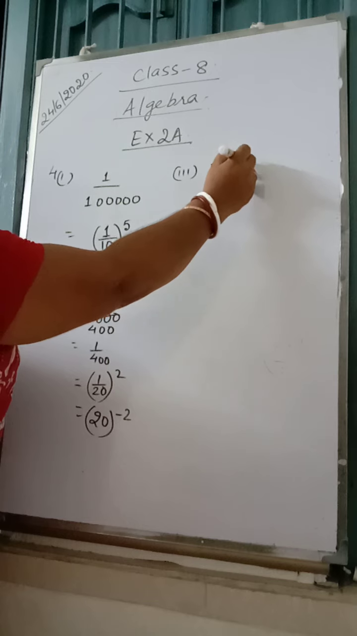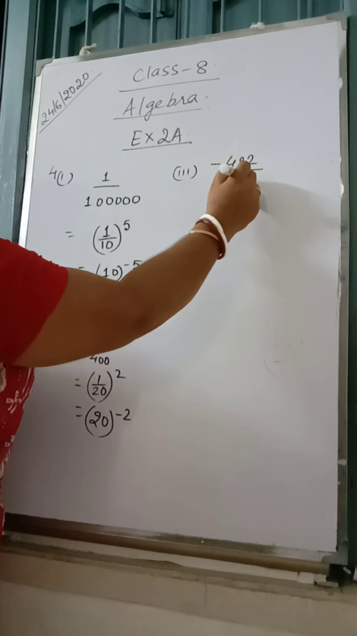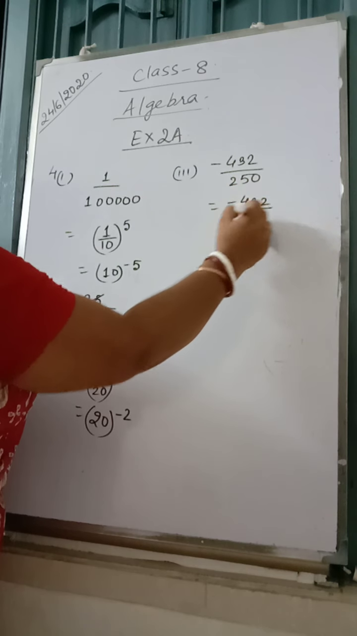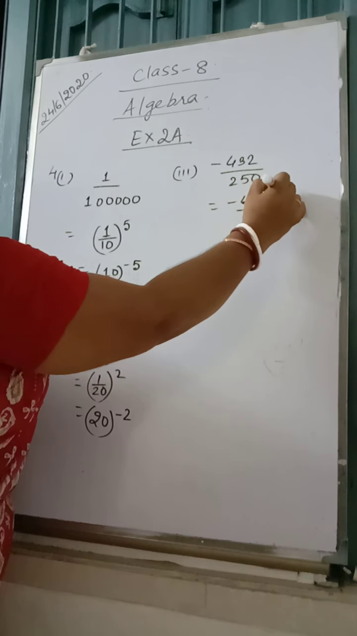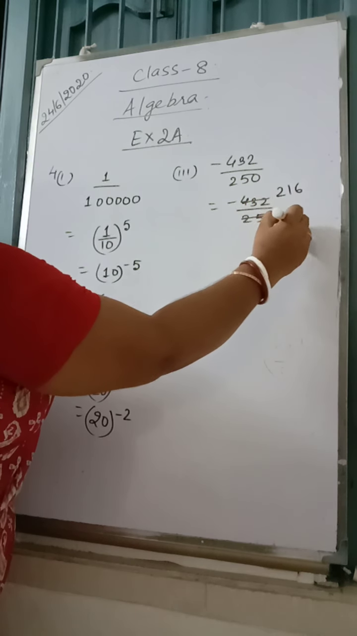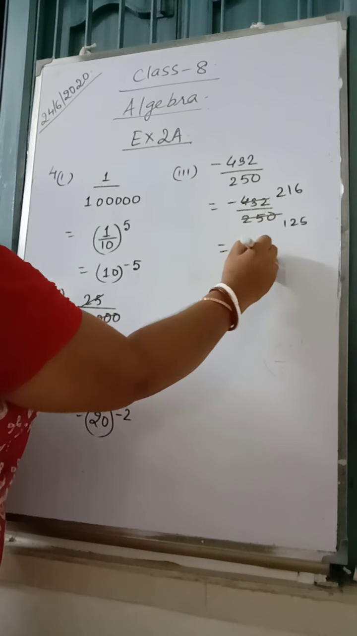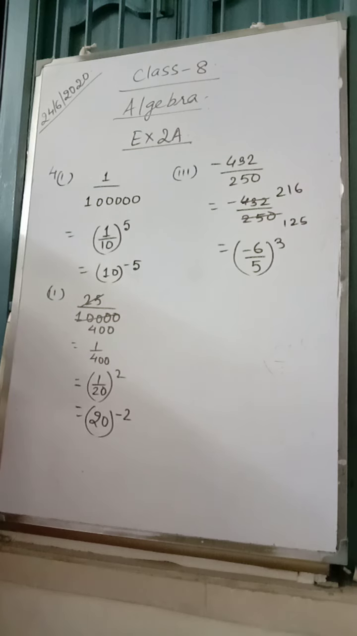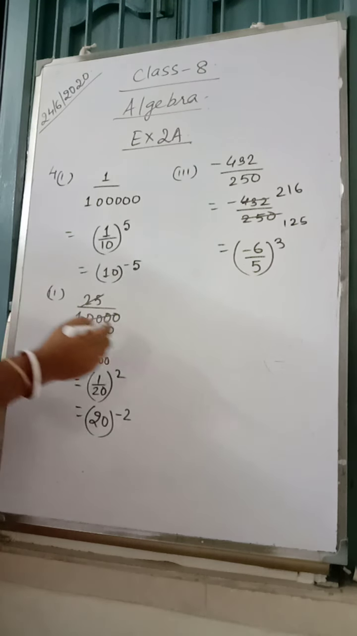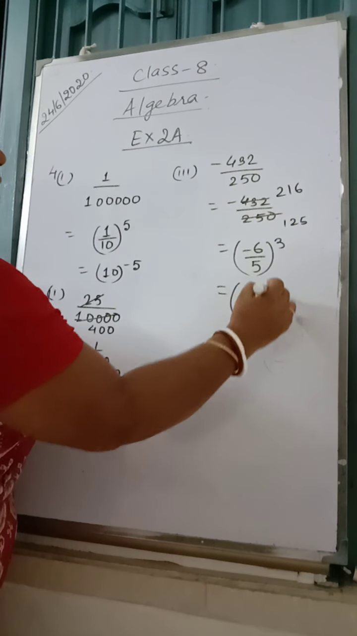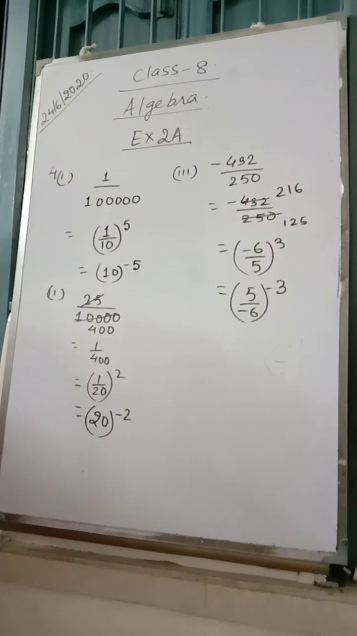Look at question number 3. It is minus 432 by 250. What am I going to do? Minus 432 by 250. I am going to reduce it with 2. 2 ones are 2, 2 2s are 4, 2 ones are 2, 2 6s are 12, 125. Now this is minus 6 by 5 to the power 3. 6 6s are 36, 6 3s are 216, and 5 5s are 25, 5 5s are 125. Now power has to be negative, so this will be 5 by minus 6 to the power minus 3. Is it?